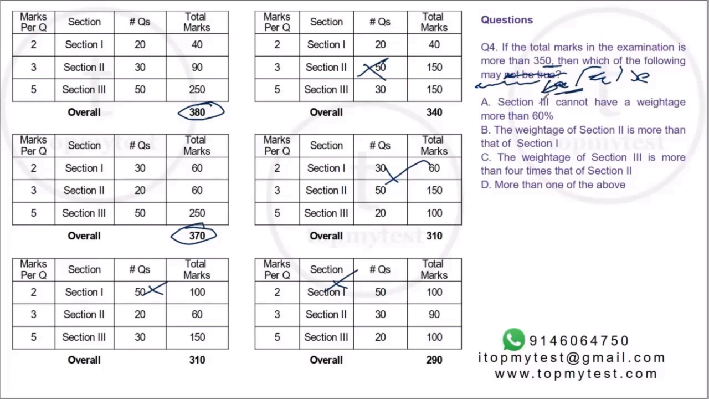Okay, statement A. Option A says section 3 cannot have a weightage of more than 60%. Now 250 out of 380 and 250 out of 370. Let me calculate only for 250 out of 380, because 250 out of 370 will have a higher weightage than 250 out of 380. Right.